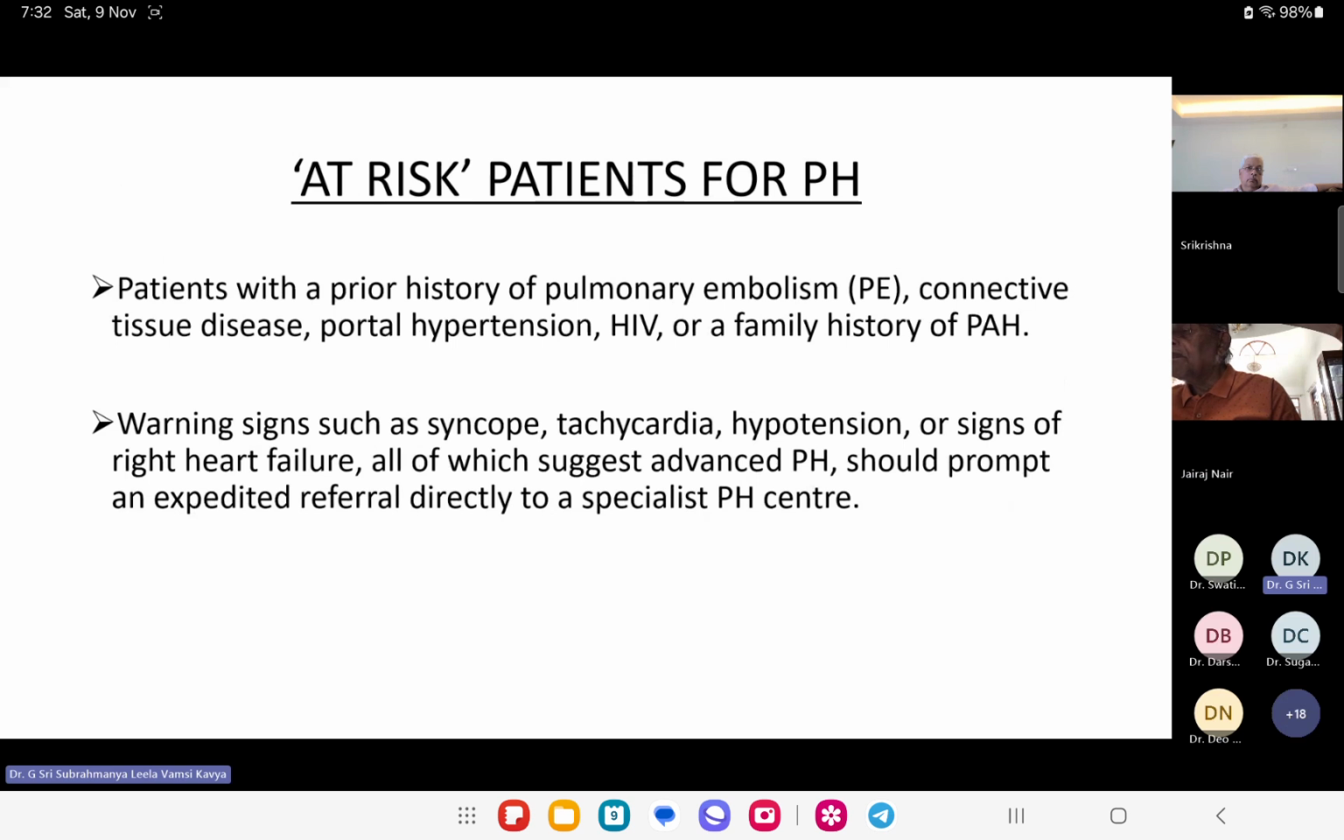Patients with a prior history of pulmonary embolism, connective tissue disease or portal hypertension, HIV, or a family history of PAH are at-risk patients for PH, and warning signs such as syncope, tachycardia, hypotension, or signs of right heart failure, all of which suggest advanced PH, should prompt an expedited referral directly to a specialist PH center.